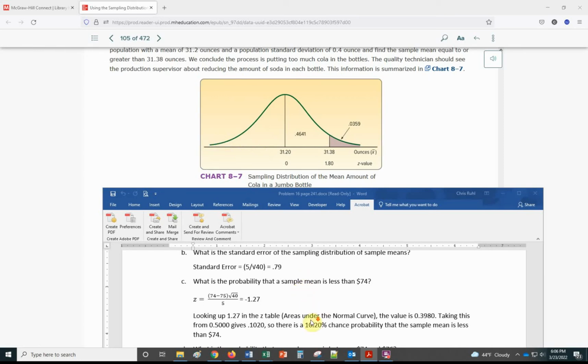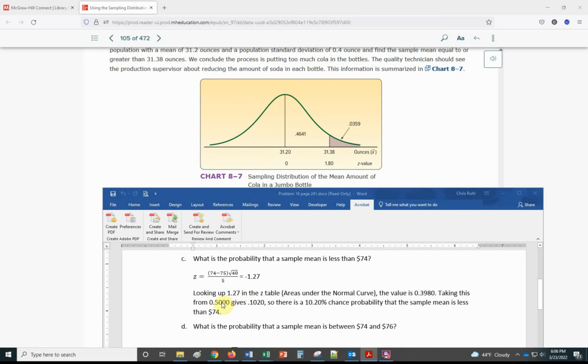That is why when we look this up, we take 0.5 minus 0.3980. We're taking this part off, 0.3980, and looking at what's left, 0.1020 over here. If you take 0.1020 and add 0.3980, you get 0.5. We're dealing with this half.